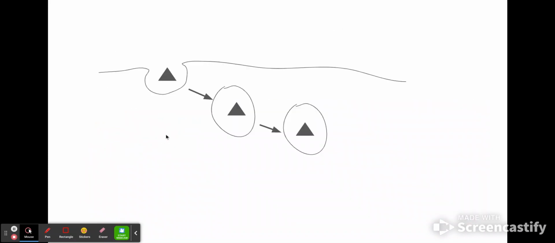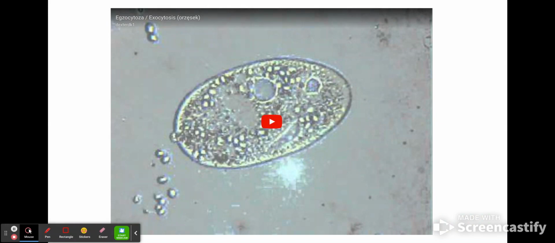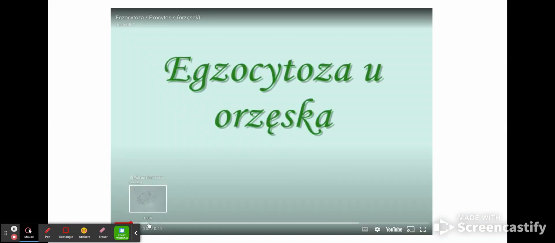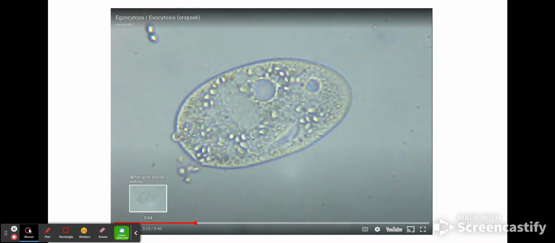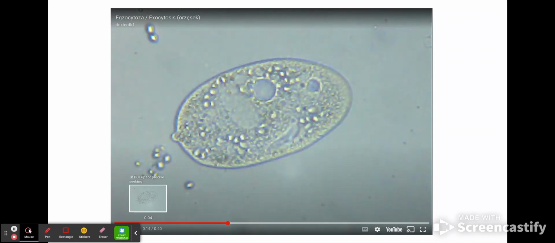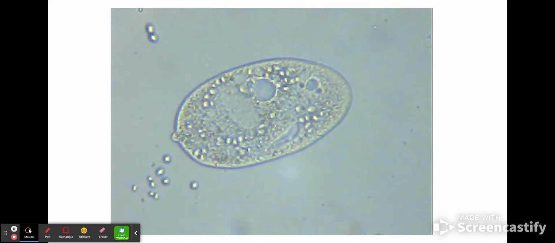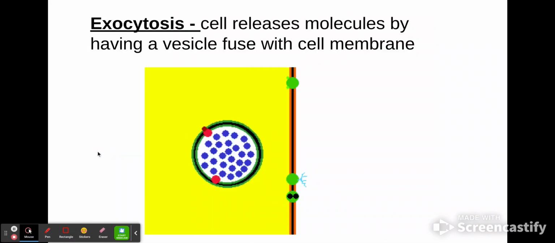So let's look at an example here of the other one, exocytosis. So this is when something is exiting a cell. So watch this. This is an organism, and it's going to let go of things outside of the cell membrane, and they're big things, okay? What's really happening, I'm going to show you in a second, kind of like a close-up of what's actually going on.